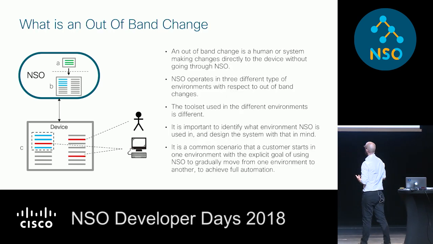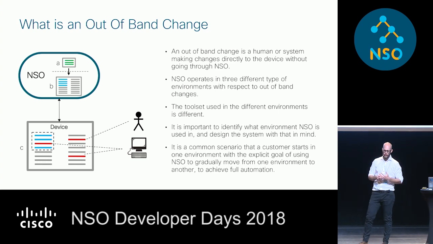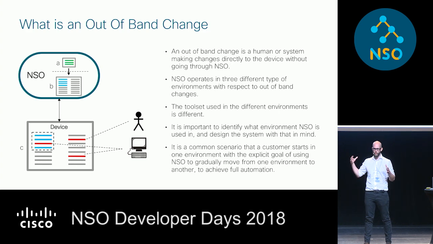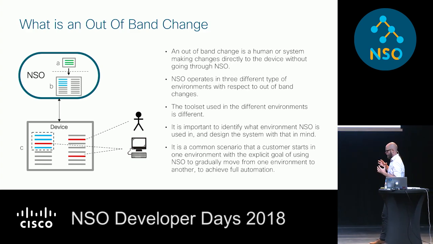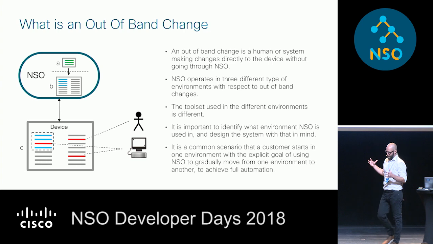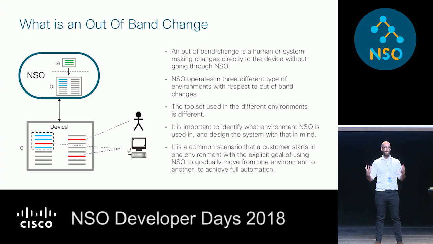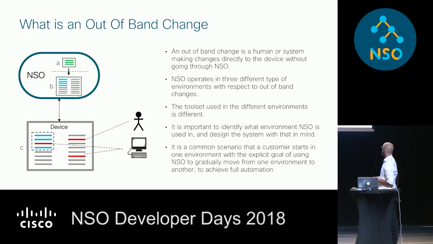So what is an out-of-band change? In the context of this presentation, in the context of NSO, I typically talk about out-of-band changes when there is a human or a system that configures a device outside of NSO, without the knowledge of NSO. It can be done in a controlled manner that we know about, or in an uncontrolled manner, and we'll deep dive into the different types of out-of-band changes. But that is what I mean by out-of-band changes throughout the presentation.